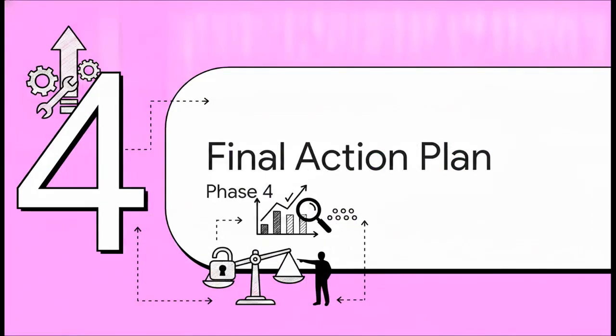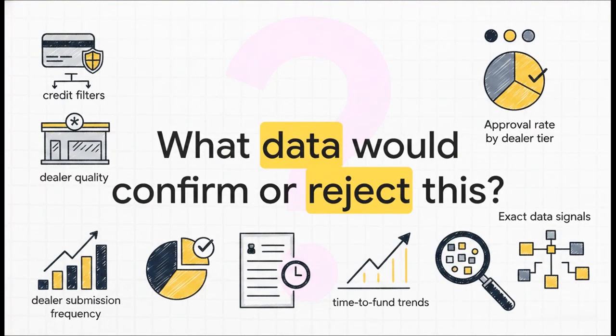Phase 4, execution and final action plan. This is the payoff, folks. This is where we stop theorizing entirely and start verifying with hard data, assigning strict accountability. To verify our hypothesis, we ask our ultimate reality check script. What data or observation would confirm or reject this? Because let's be real, no logic tree is useful without verification.